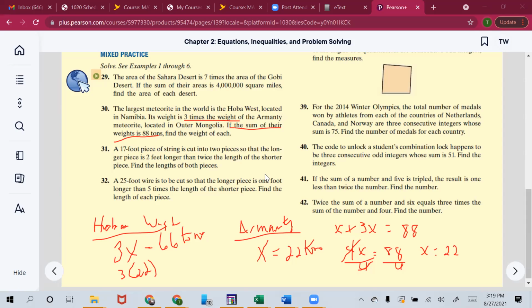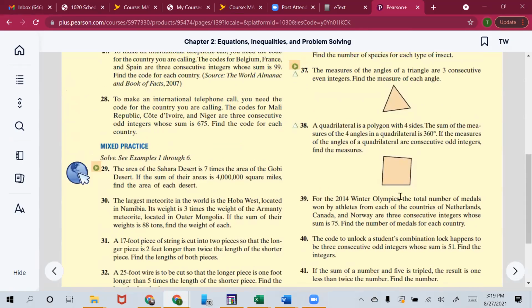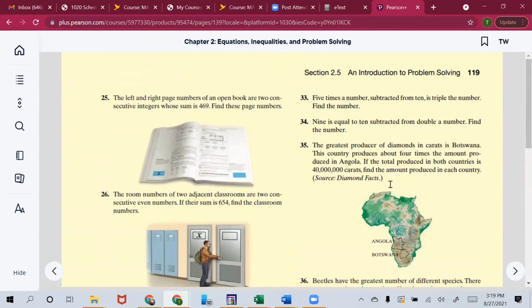Okay, let's do another example. So that was number 30. I want to do, I don't know, let's look. What we got?